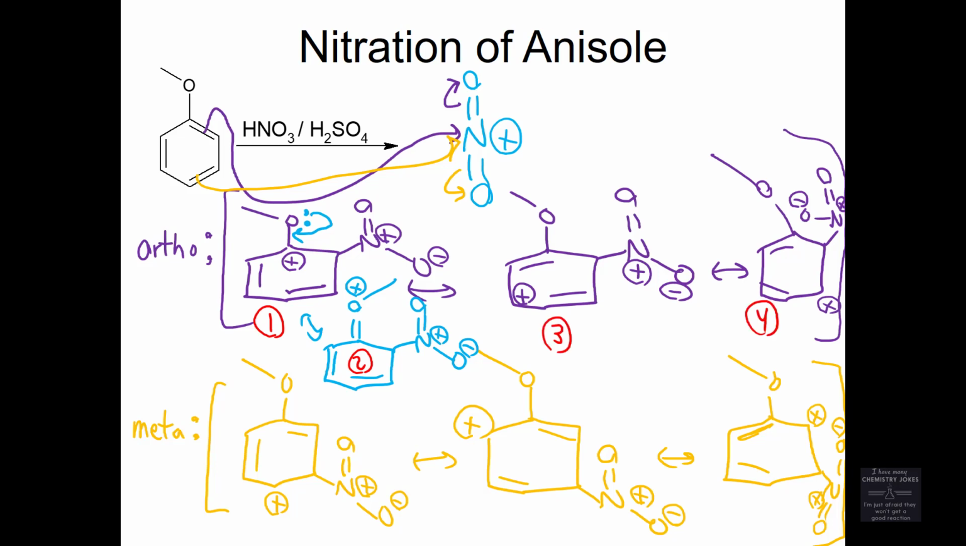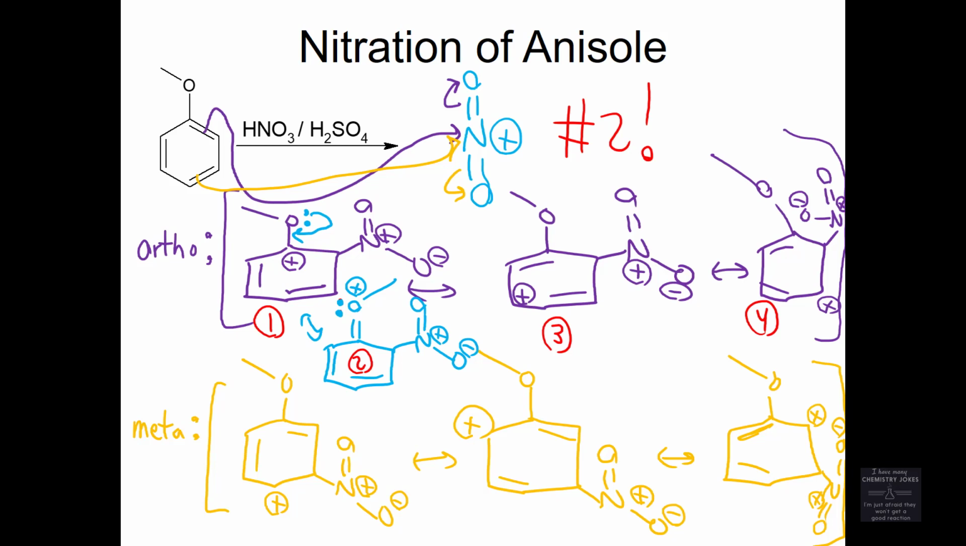Who's the winner, chicken dinner? Which resonance structure is best? Is there any resonance structure that's any better than any other? Uh-huh. Which one's best? Number two is the best. Why is number two the best? Because everybody has an octet. Mm-hmm. This oxygen is positively charged, but it's positively charged because it's sharing more than it would prefer. It's not positively charged because it has less than an octet. Every atom in resonance structure number two has a full octet.